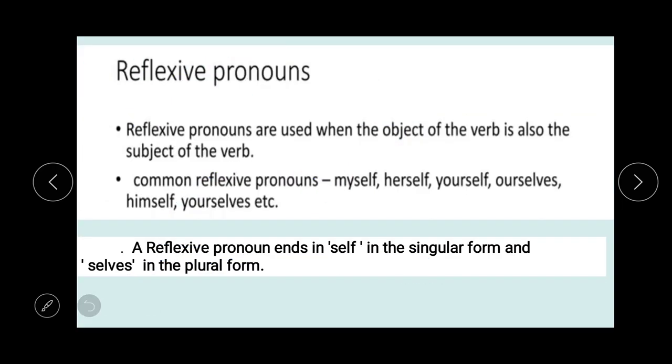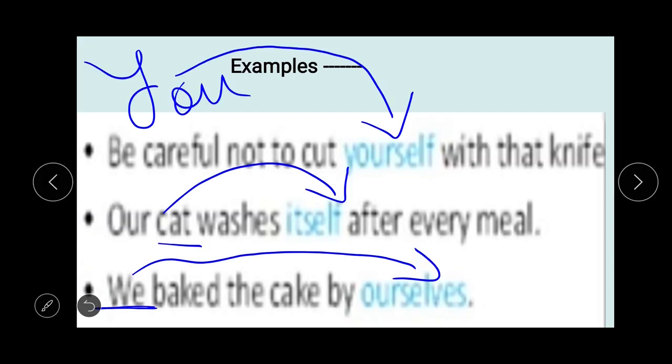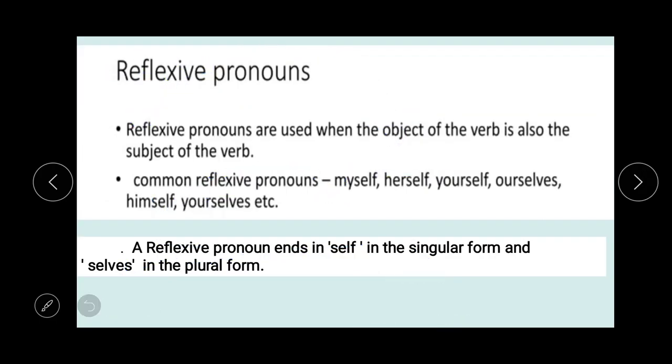So let me just give you the definition first, then you will understand. Reflexive pronouns are used when the object of a verb is also the subject of the verb. You can see here the objects yourself, itself and ourselves, they are also the subject. So these are called the reflexive pronouns. And some of the commonly used reflexive pronouns are myself, herself, yourself, ourselves, himself, yourselves, etc. And students, a reflexive pronoun ends in self in the singular form and selves in the plural form.